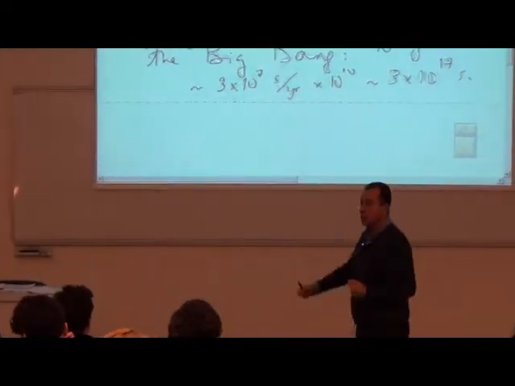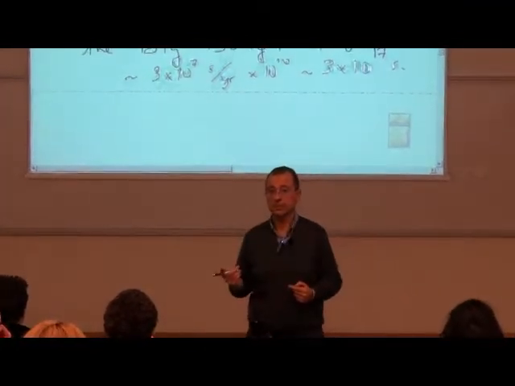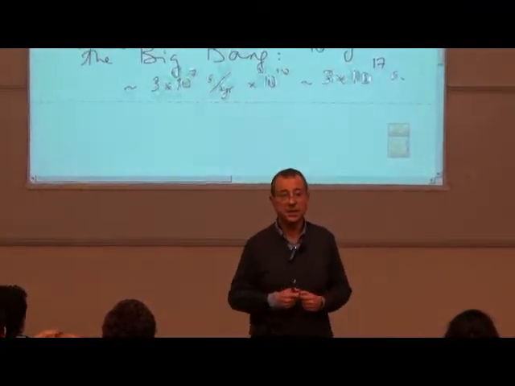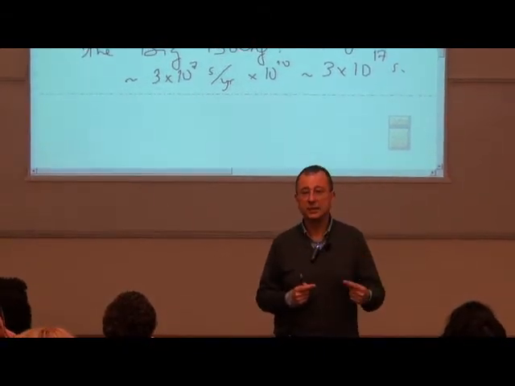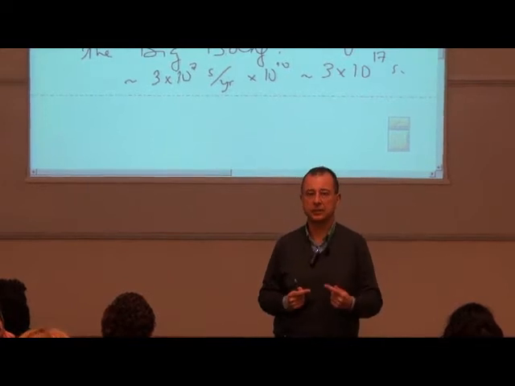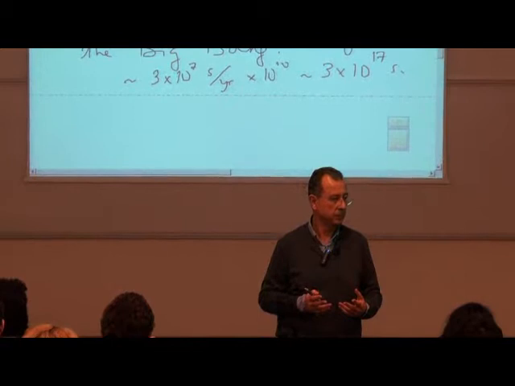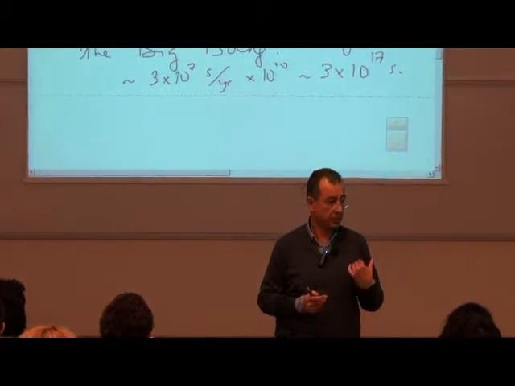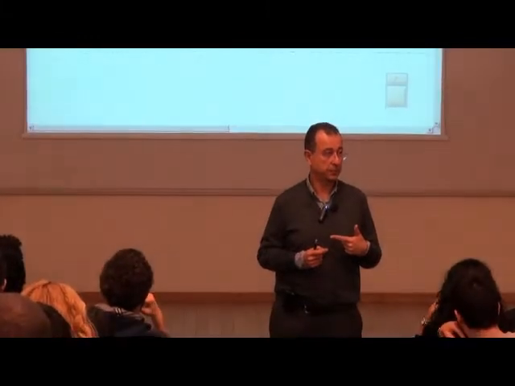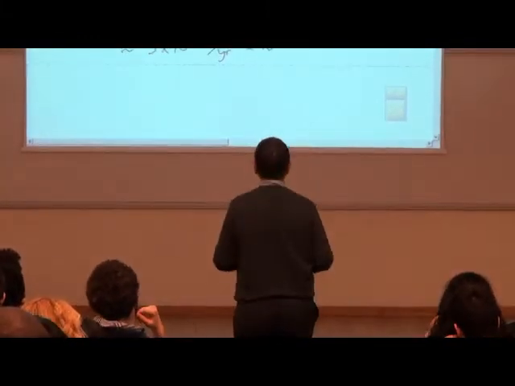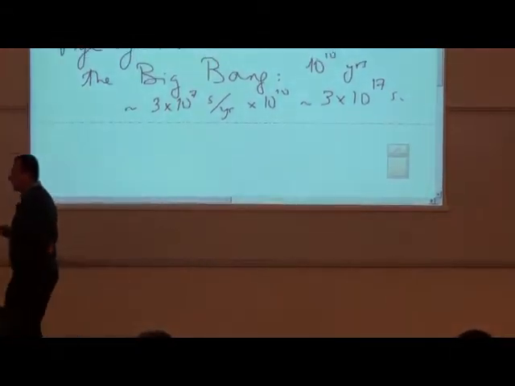The age of the universe is 3 times 10 to the 17. What does that mean? It means 1,000,000 times 1,000,000 times 300,000 seconds. Huge as a number in terms of our units. Okay? Now let me give you another example of a time scale.